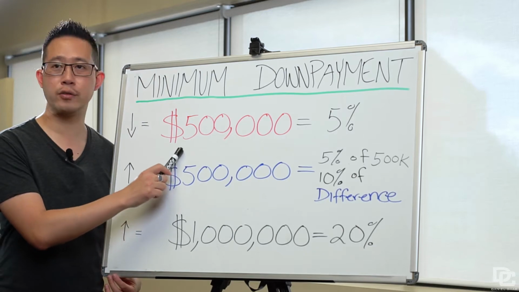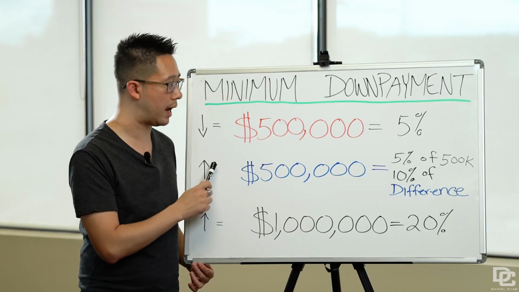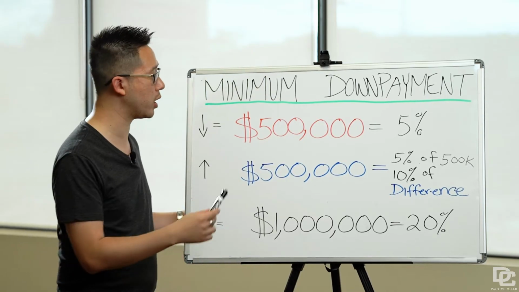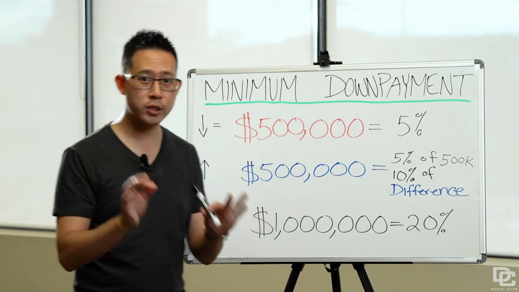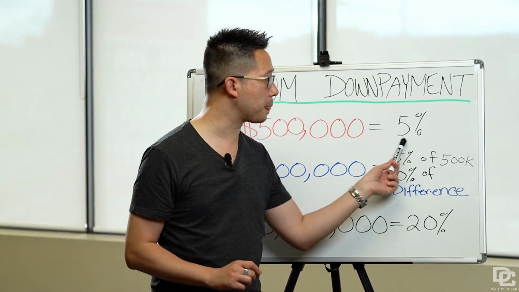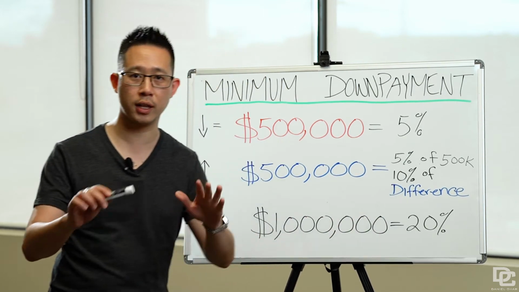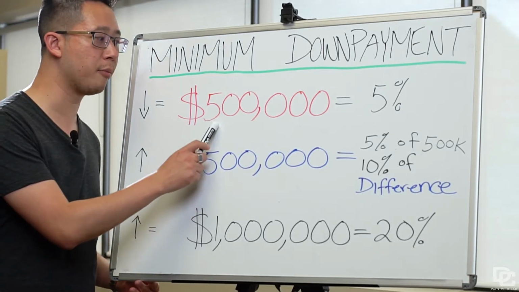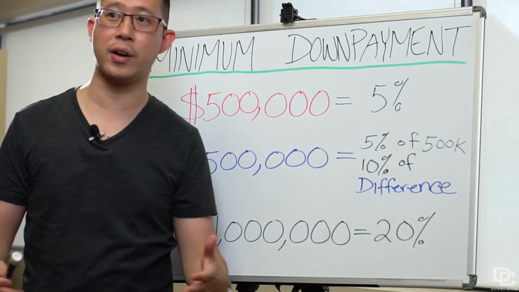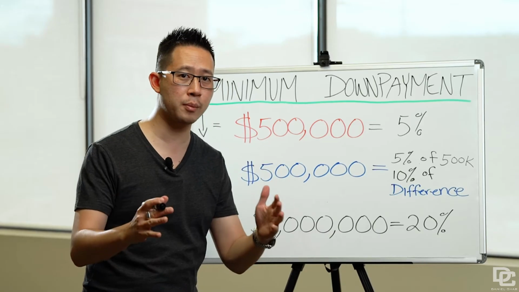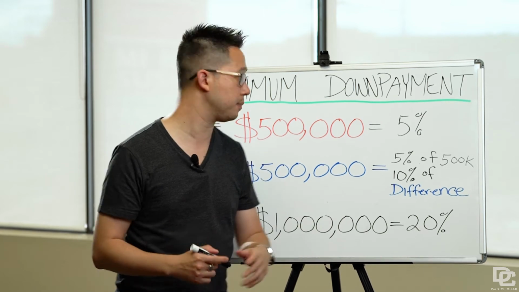So this is number one. Let's say you're buying a house for $500,000 or less. So you want to buy something for $300,000, $350,000, up to $500,000, you're going to need to put a minimum of 5% down payment. So let's use this example. You buy a home for $500,000, 5% of $500,000 is $25,000. That's the minimum down payment you're gonna need.